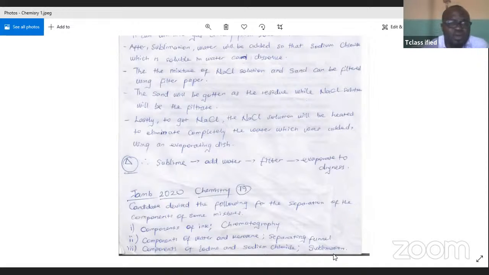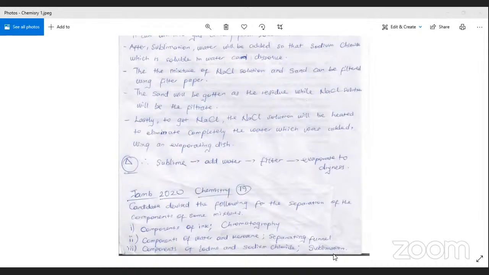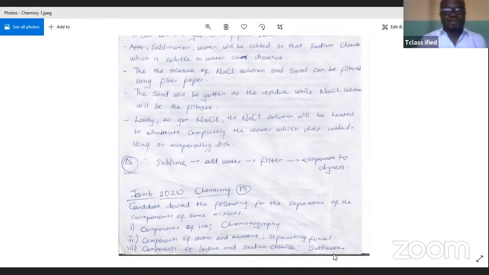Can you see this? This is what we call a separating funnel. Chika, can you see this diagram? Yes, sir. I've never seen it. Good. This is what we call a separating funnel. So we have two immiscible liquids. When you hear the word immiscible, it simply means both of them cannot be mixed together.